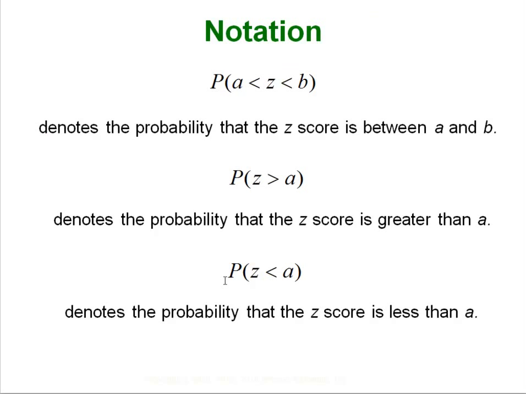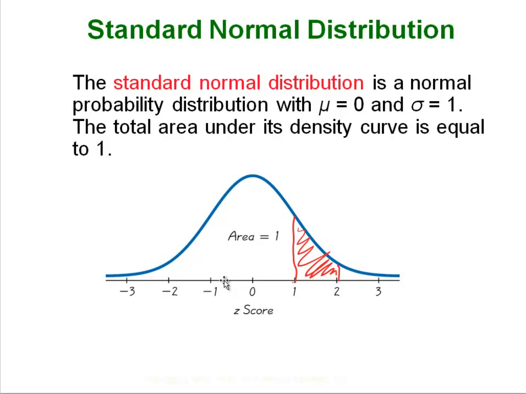Here's some of the notation that you're going to see going forward. The first one just means we're looking for the probability that a z-score is between A and B. The second one, greater. The third one, less than. Now, I failed to mention what a z-score is. Let's go back here and look at z-scores are just these distances from the mean.